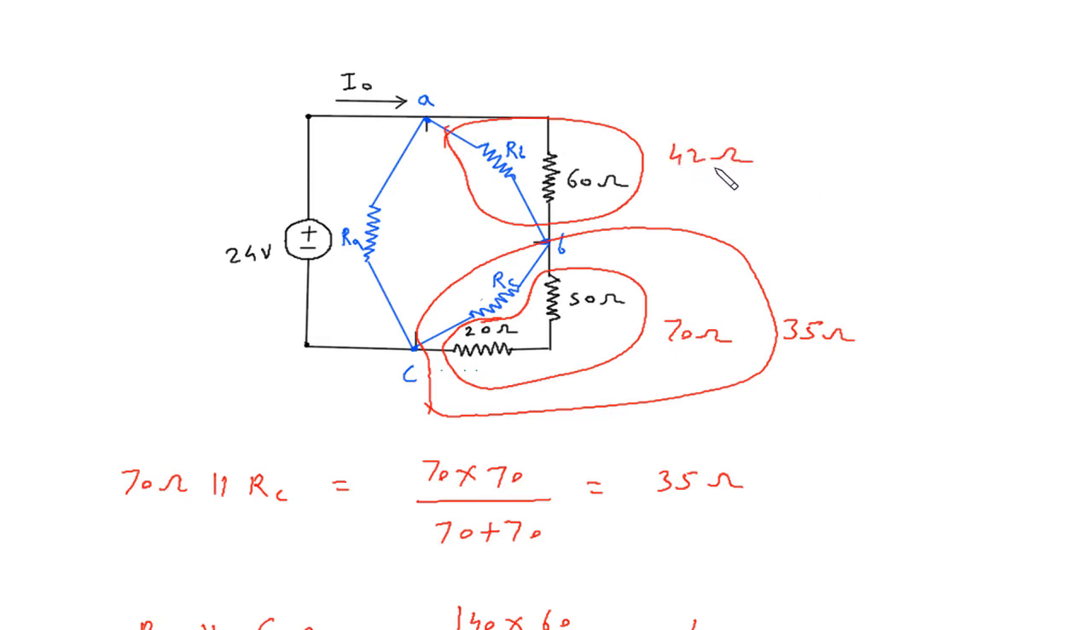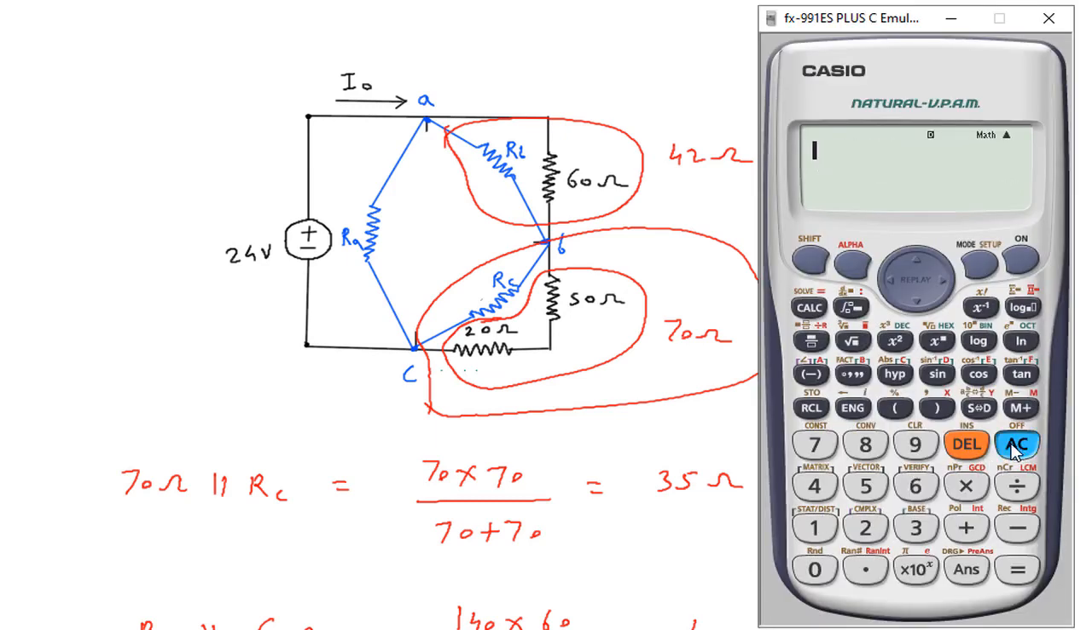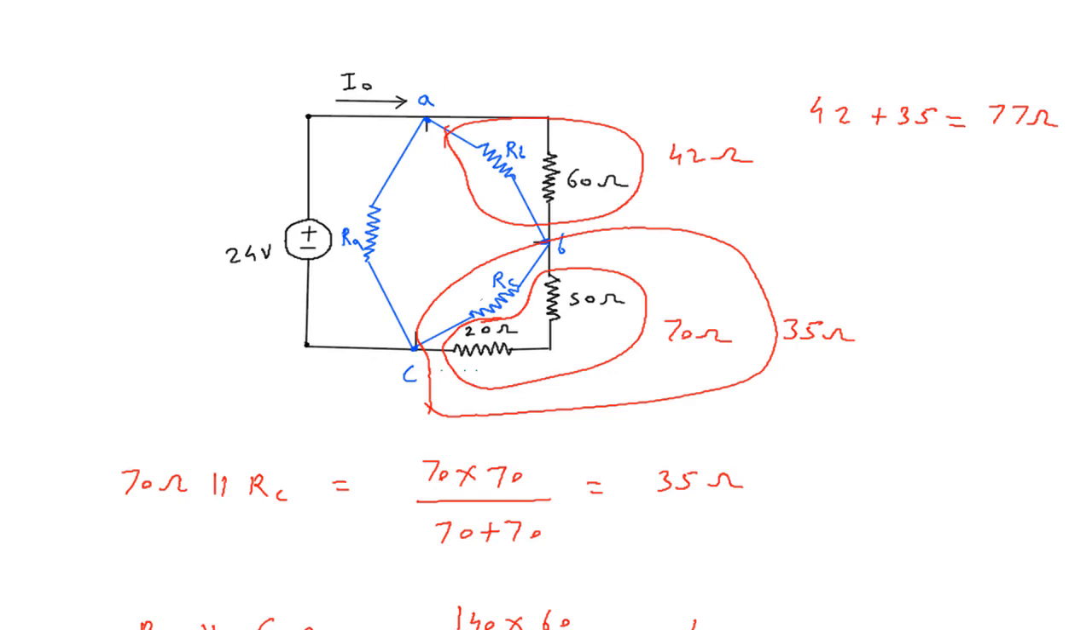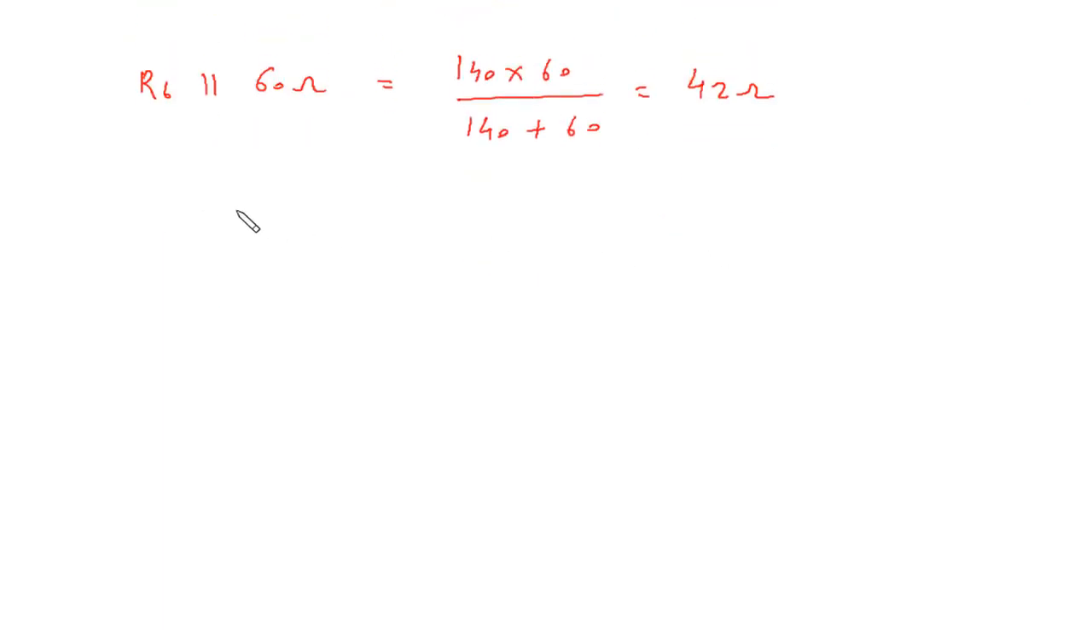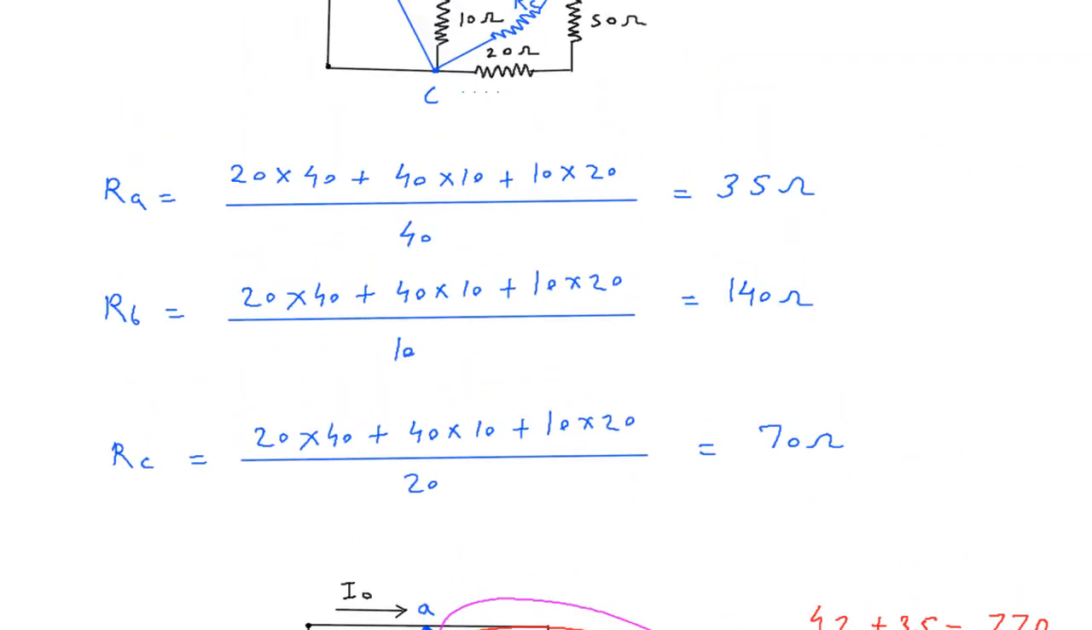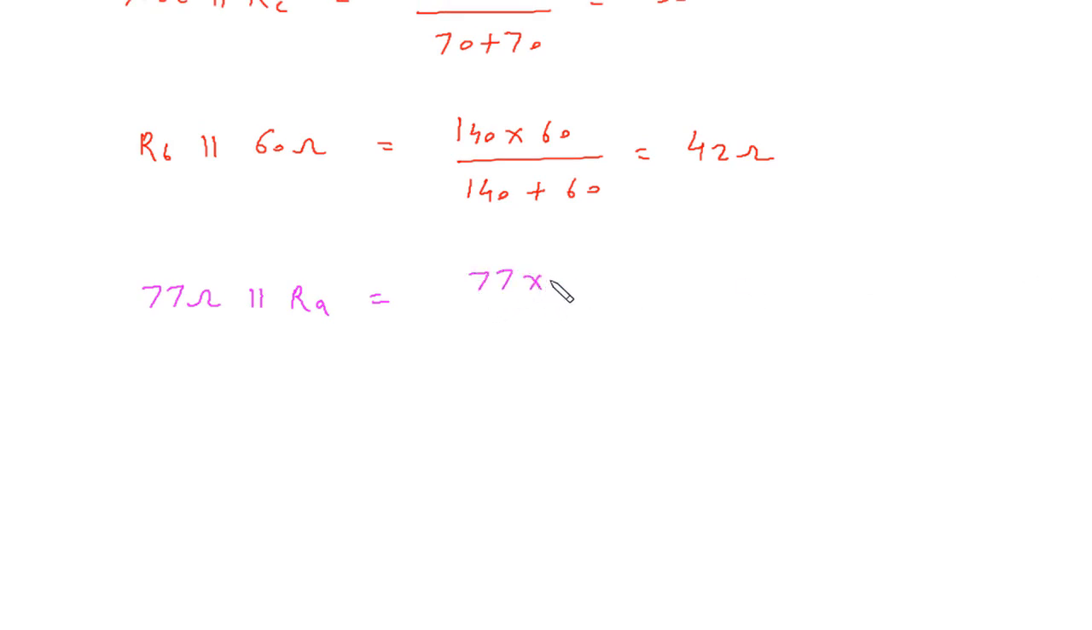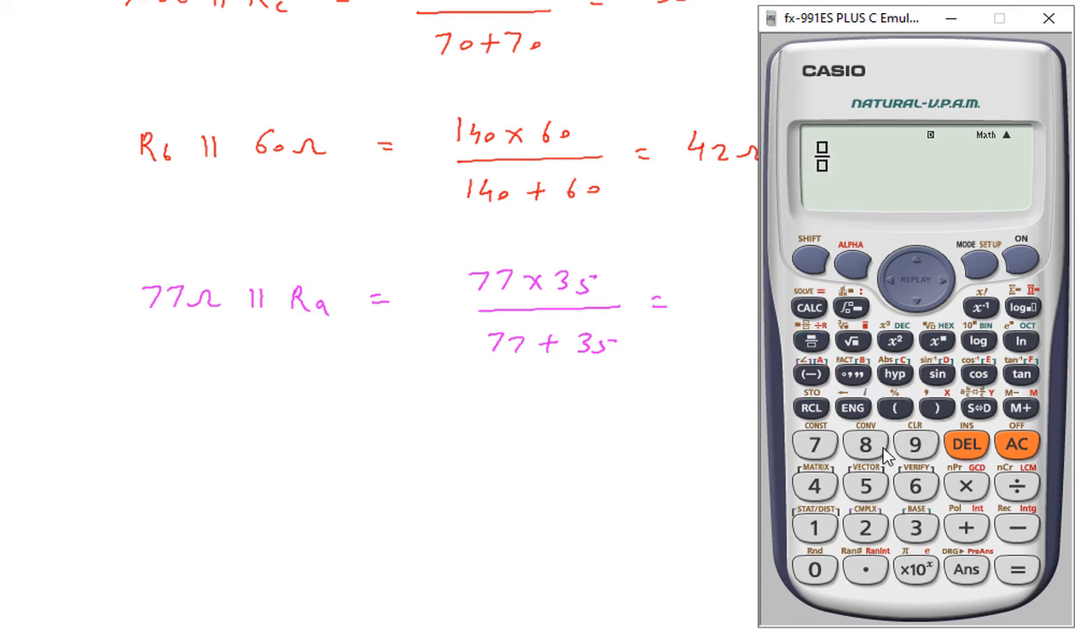Now this 42 ohm is in series with 35 ohm. So this will be 42 plus 35, which is equal to 77 ohm. So this whole will be 77 ohm. Now this 77 ohm is in parallel with RA. The value of RA is 35 ohm. So 77 into 35 divided by 77 plus 35.